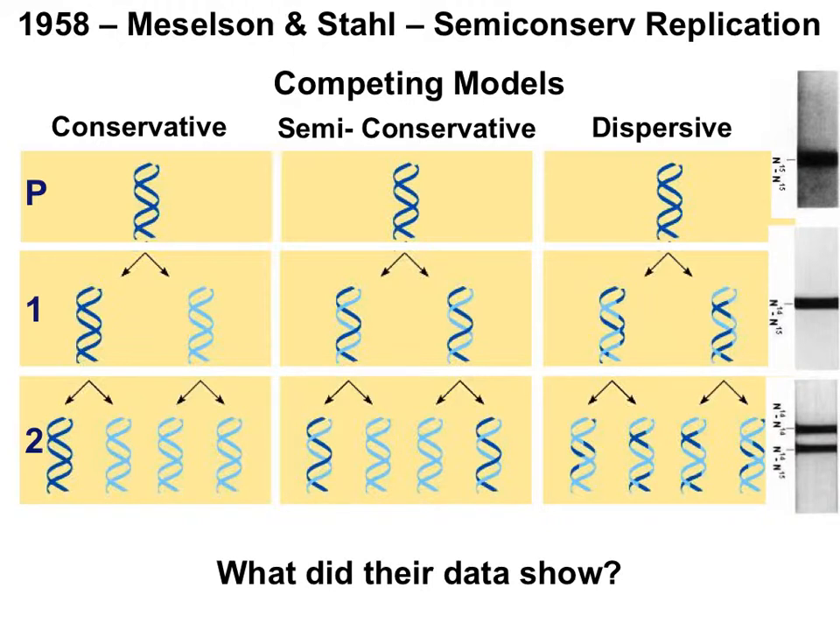The light nitrogen only band, this one up here, ruled out the possibility of dispersive, since all of these are hybrid strands. And this is how the experiment steered scientists towards understanding that DNA replication is semiconservative.